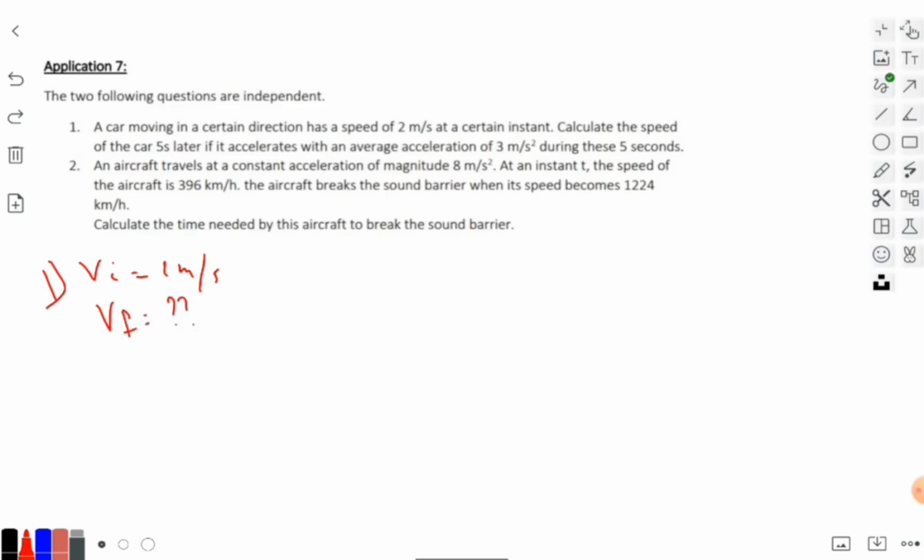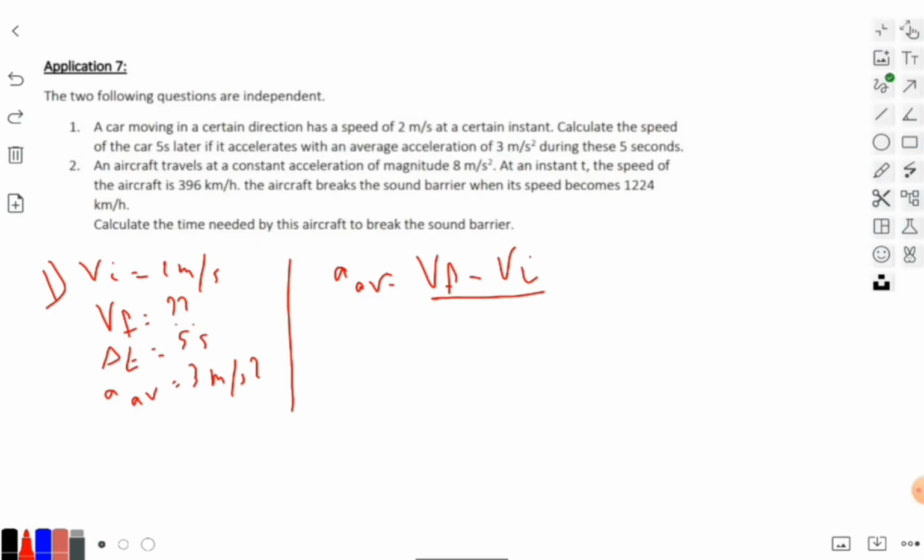The car 5 seconds later, so delta T, it's the duration, it's 5 seconds. If it accelerates with an average acceleration of 3 meters per second square, so A average equal 3 meters per second square during these 5 seconds. So we have A average equal V final minus V initial over T final minus T initial, it's delta T, the duration. A average is equal to 3 meters per second square.